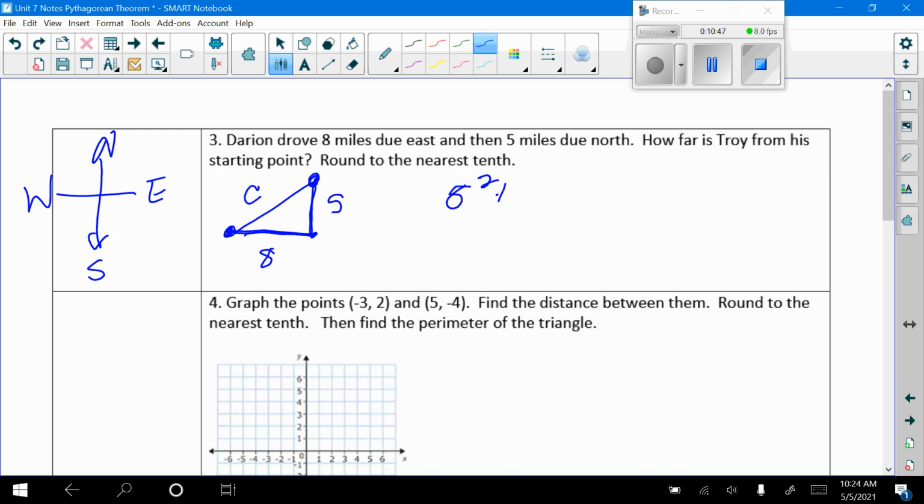8 squared plus 5 squared equals C squared. Or you could do 5 squared plus 8 squared equals C squared. You should end up with approximately 9.4 miles because it's to the nearest 10th.